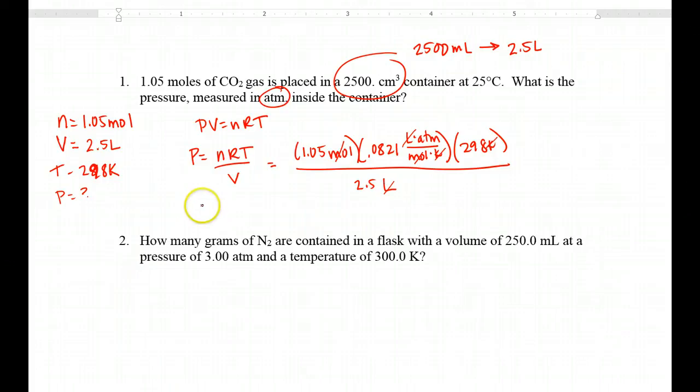If you go ahead and solve for that, you should get 10.3 atmospheres. And make sure as you are working, you do take time to check these calculations to make sure you're getting the right answer.